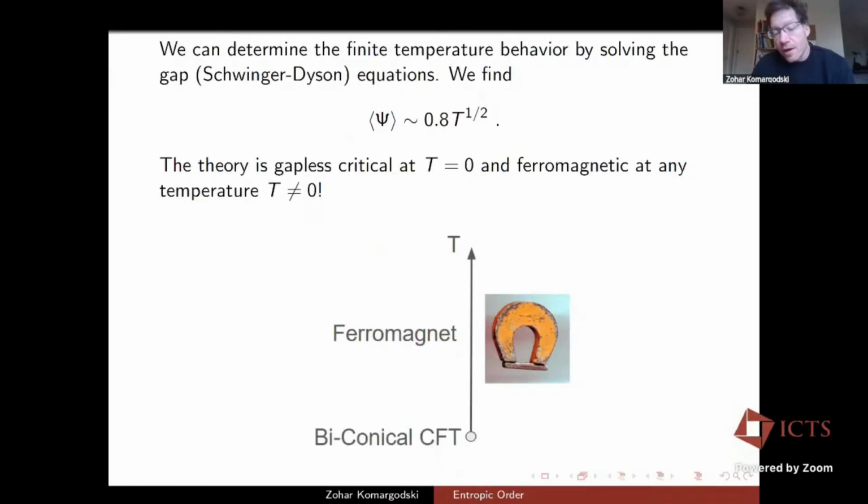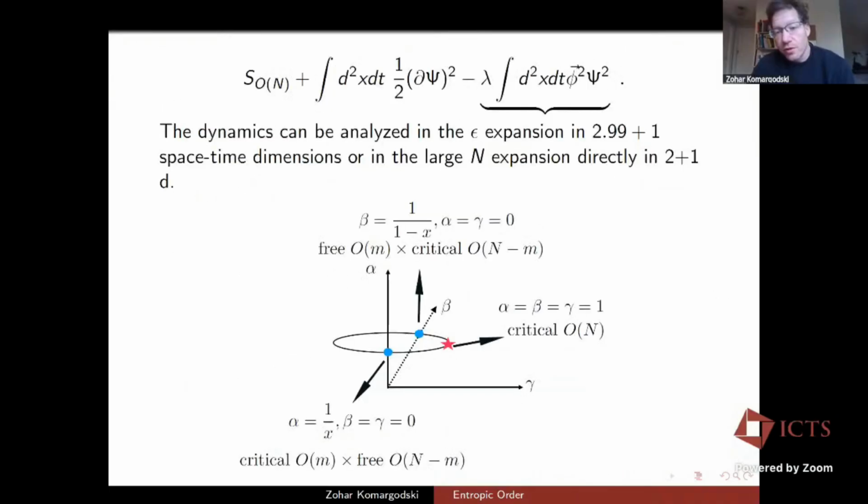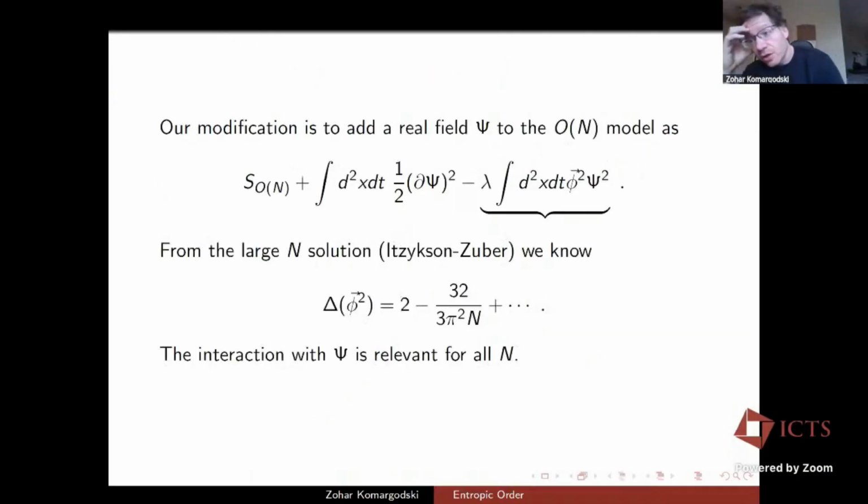So yeah, you're right that there is a huge amount of literature on models of this type. I agree. But I believe that the thermal phase diagram that I showed you today is new. I don't think anybody knew that this model has finite temperature order.